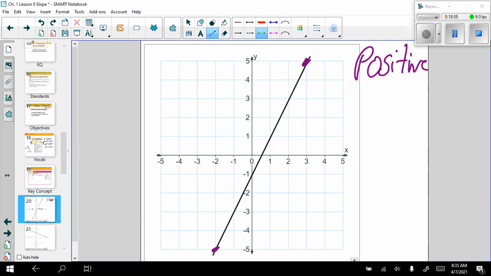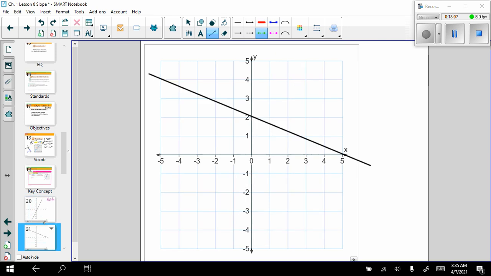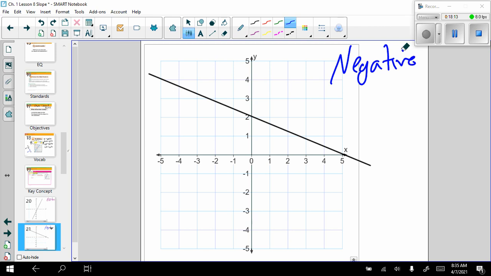Okay. Negative slope is kind of like this one here. Okay, so negative slope is kind of like this one. See how my x values started at -5 and they went to +5. So my x values are increasing. But my y values started at 4 and ended at 0. My y values are going down. They are decreasing. So that is negative slope.